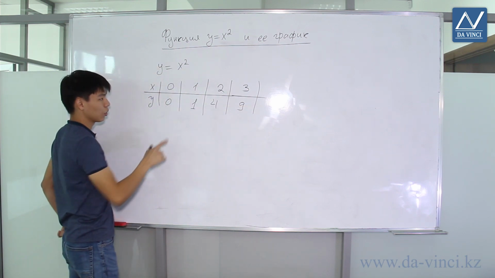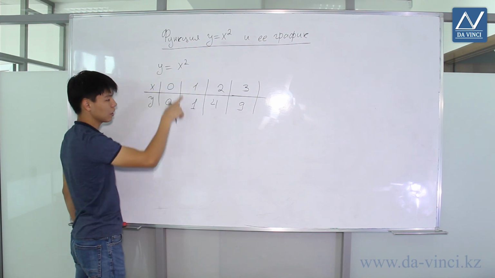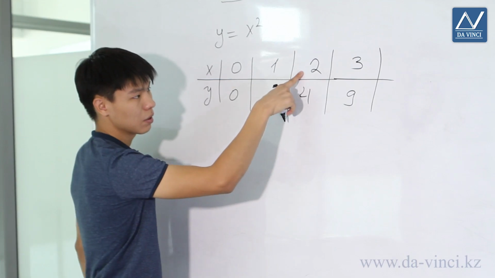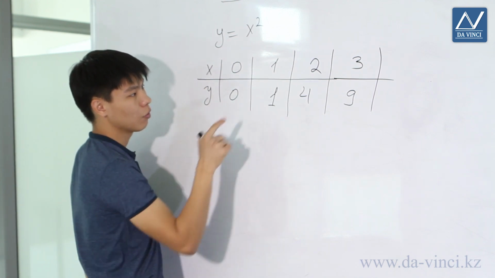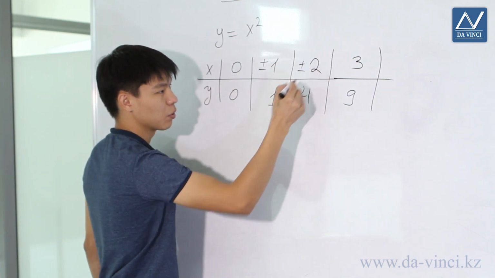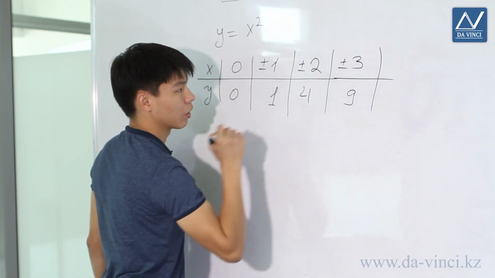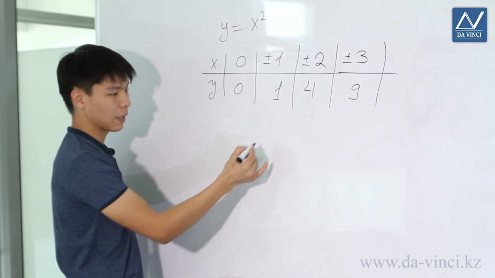Please note that if I take minus 1 instead of 1, then with the square it will still be 1. If I take minus 2 instead of 2, then with the square it will still be 4. So instead of 1, I can write plus minus 1, plus minus 2, plus minus 3. So I've got 7 different points here, which I will mark on the graph.